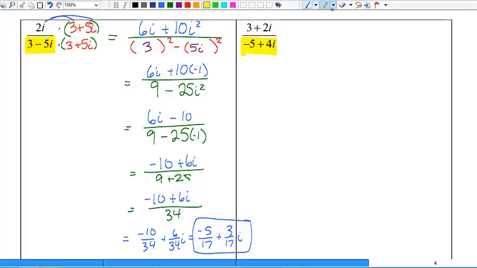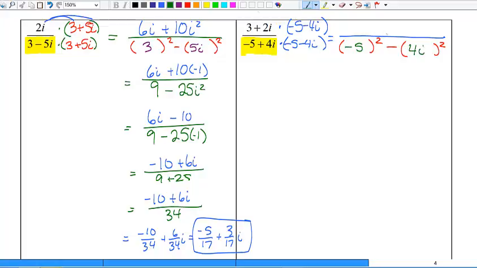Our next problem also has a binomial in the denominator, so I am going to multiply by its complex conjugate. Notice the denominator is negative 5 plus 4i. Notice that the negative 5 will stay negative 5, and the plus turns into minus 4i. Whatever you do to the denominator, you'll end up doing to the numerator as well. So I could distribute this longhand, but I'm going to go ahead and use my shortcut, difference of two squares. I'm going to put the negative 5 in the first parentheses and then the 4i in the second parentheses because I know that this is what it's going to reduce to.